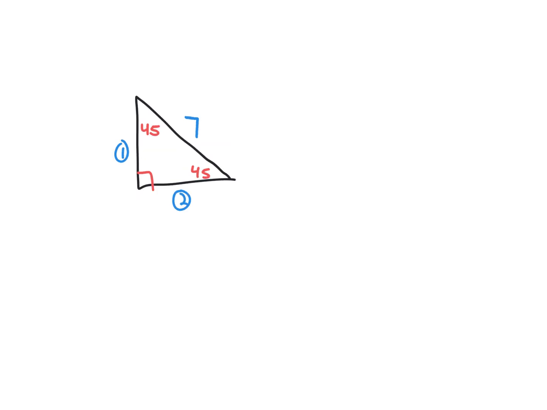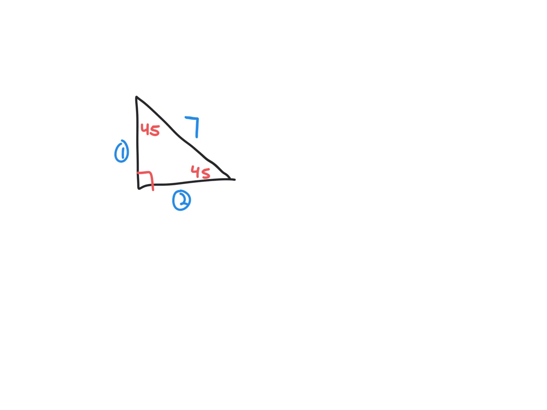All right, go ahead and try this one. On this one, it gave us the hypotenuse this time, still in 45, 45, 90. Does it matter out of 1 and 2 which one I find first? It doesn't matter in this case. What do I know about sides 1 and 2? They're going to end up being the same.